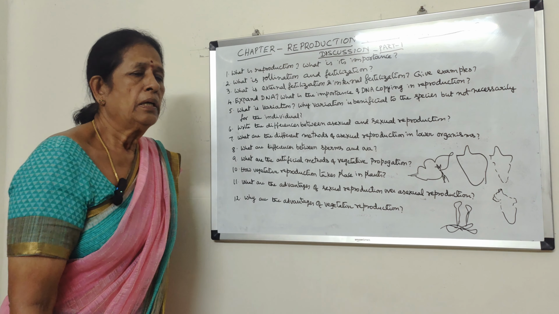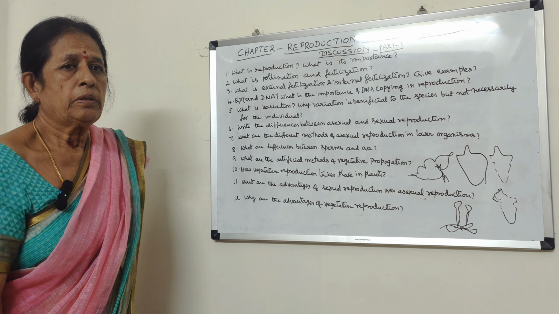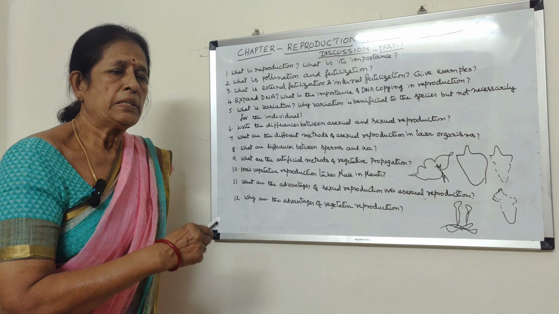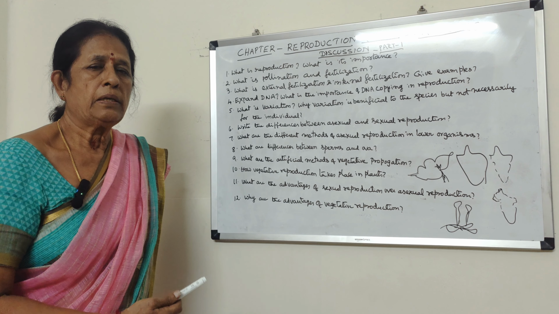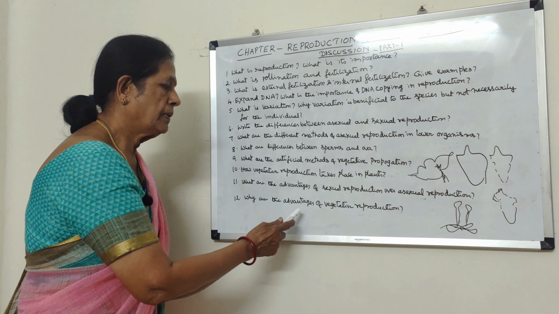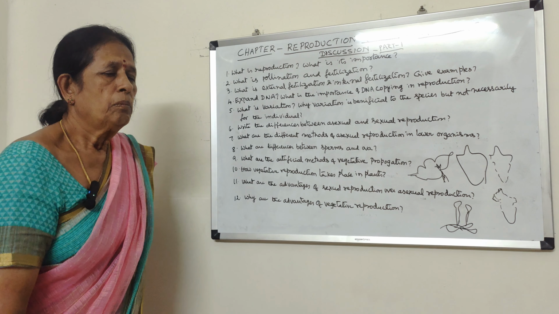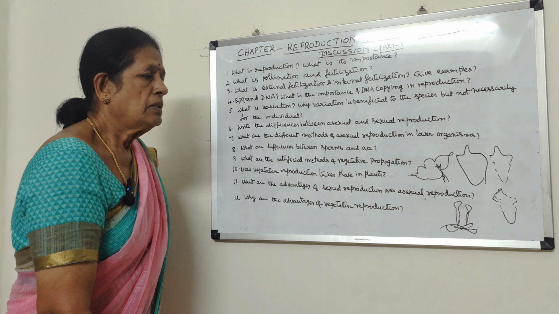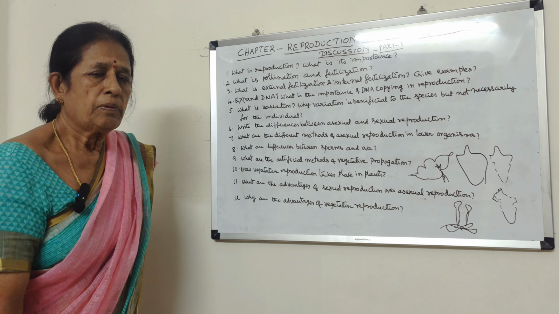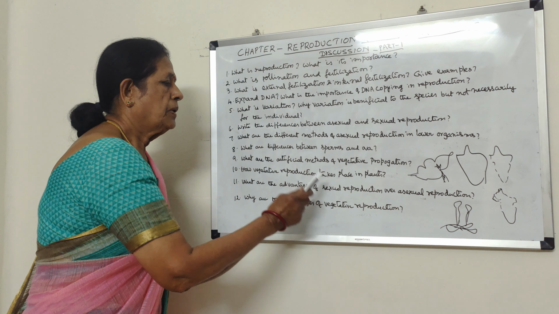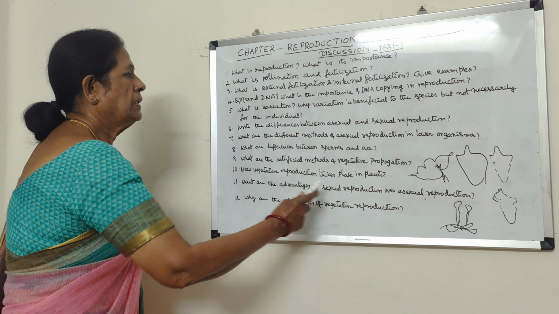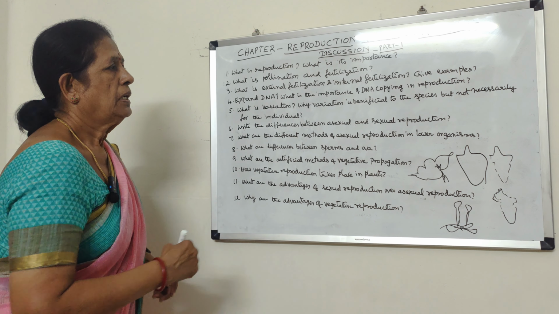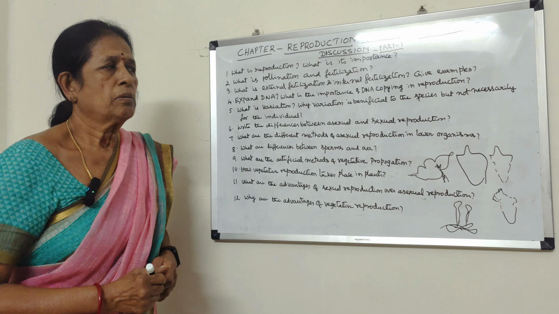And next, if man does not want new characters to enter, that means if he wants the plant with the same characters, vegetative propagation is useful. More varieties of plants can be grown by means of grafting, and also for plants which produce flowers very rarely, vegetative reproduction is very useful.